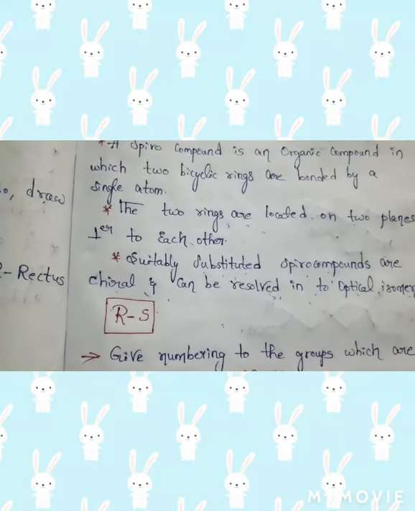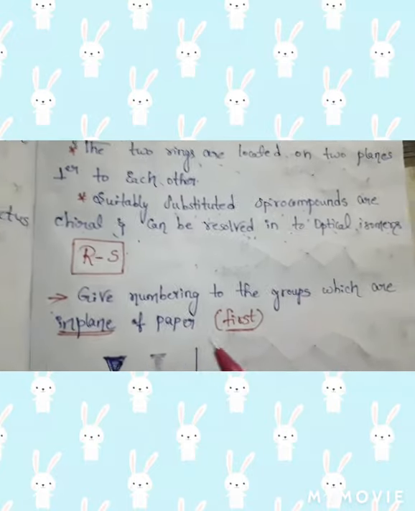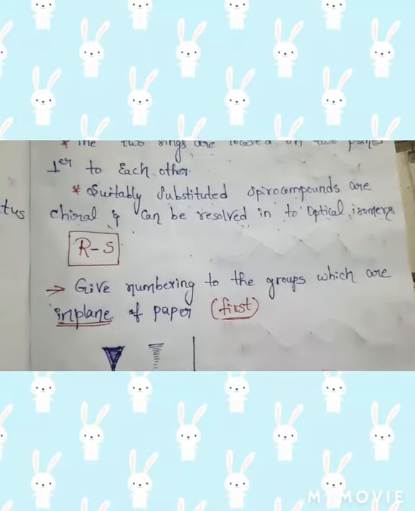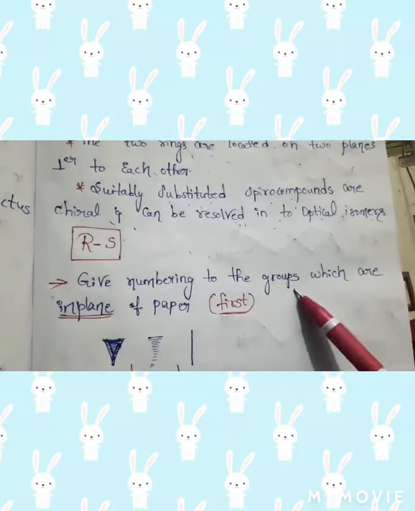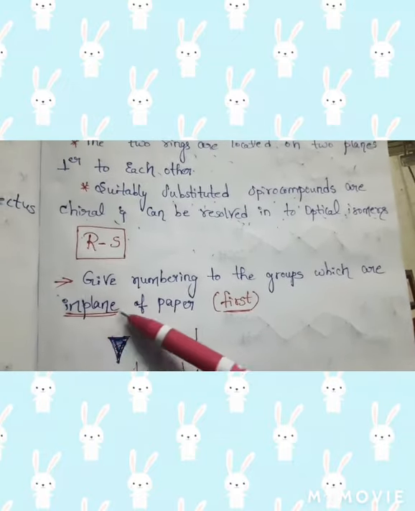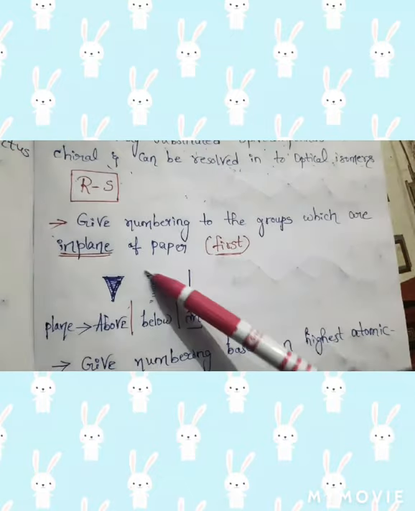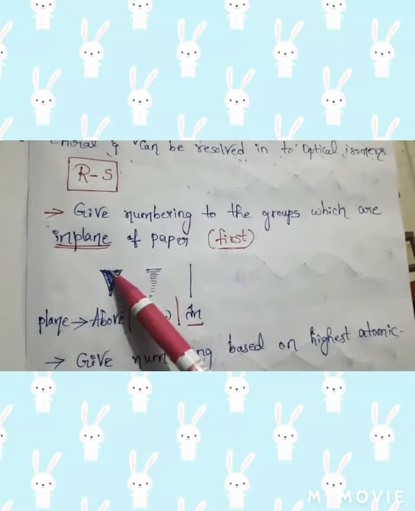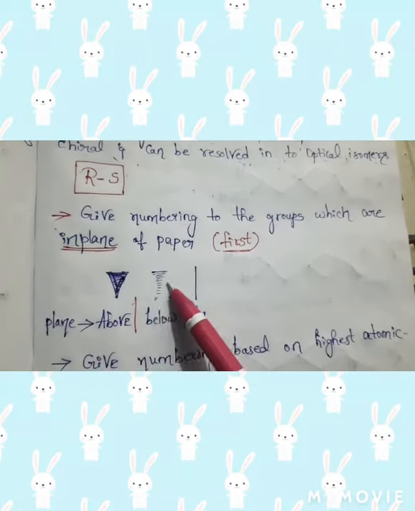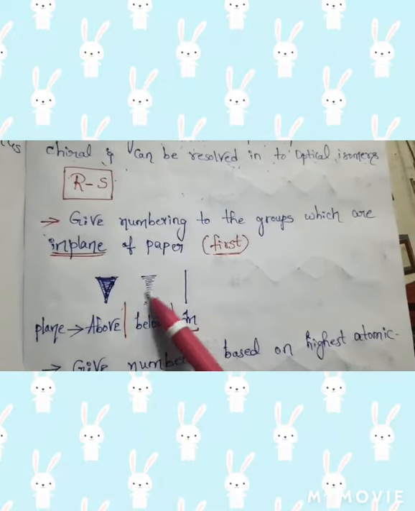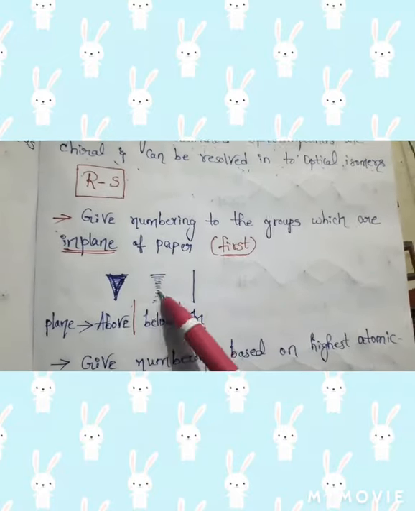Now let us discuss assigning R and S configuration in spiro compounds. These are the three steps which we should follow. First, give numbering to the groups which are in the plane of the paper. First we should know what in plane, above plane and below plane mean. A solid or wedged bond is above the plane. If it is in the form of dots, it is called below the plane. If it is just a plain line, it is in the plane. We should know this.